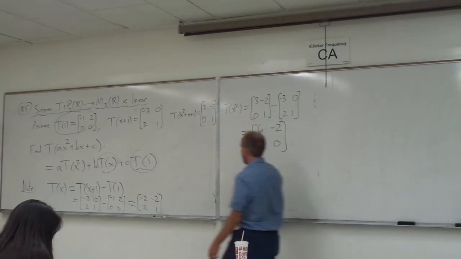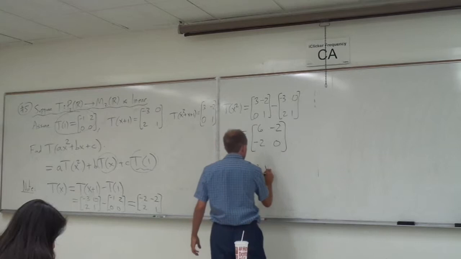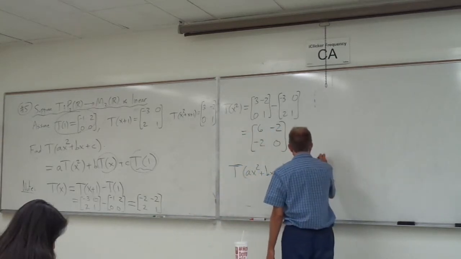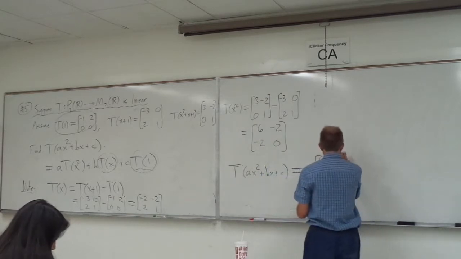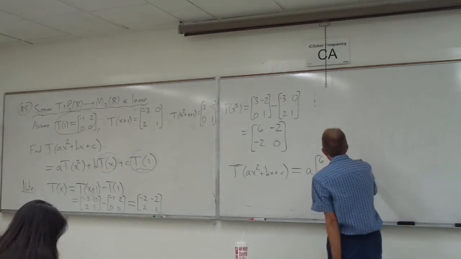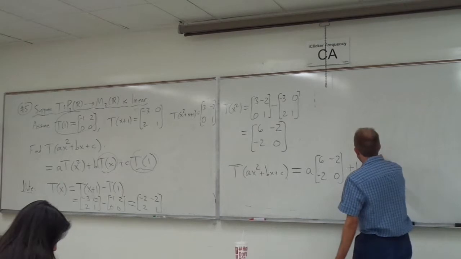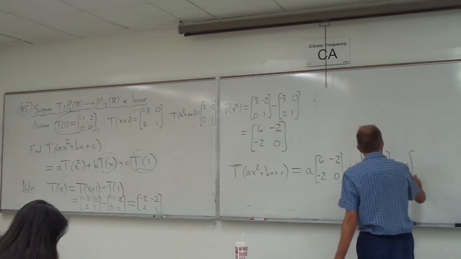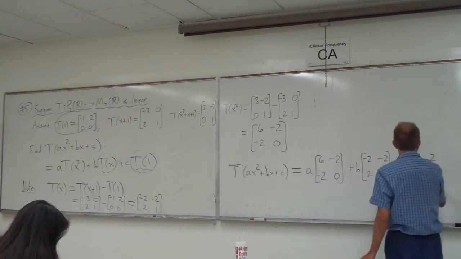So T of ax squared plus bx plus c is just a times the first matrix, 6, negative 2, 0, that's the T of x squared matrix, plus b times the second, the T of x matrix, which was negative 2, 2, 1, plus c times the T of 1 matrix, which was given, negative 1, 2, 0, and 0.